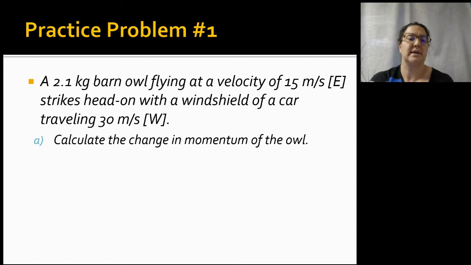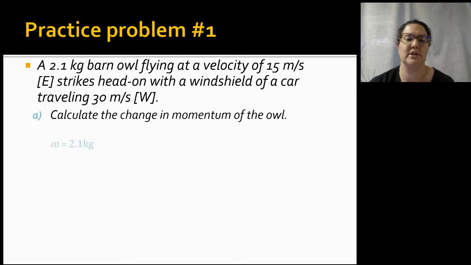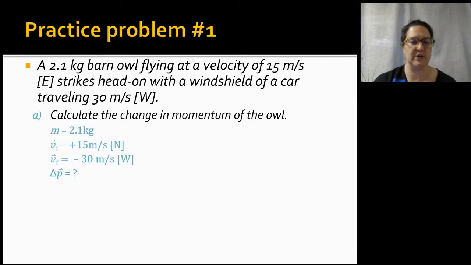So to calculate the change in momentum, first we're going to list the information that we have. The mass of the owl is 2.1 kilograms. The initial velocity of the owl is going to be positive 15 meters per second. I'm going to change this north to east, even though both would be a positive velocity. So the plus sign is appropriate, but it's east. And the final velocity is negative 30 meters per second west, the opposite direction.